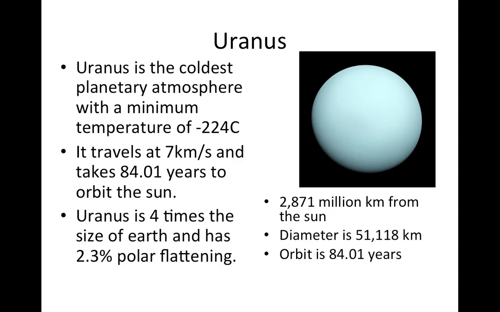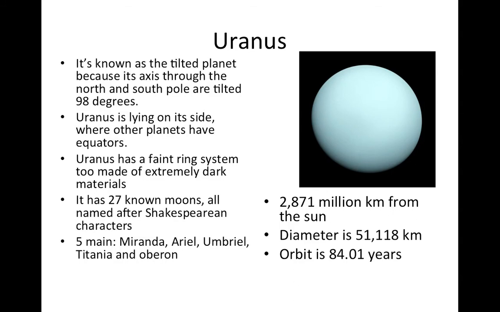Uranus is 4 times the size of Earth and also experiences polar flattening, as I mentioned, to a degree of 2.3%, which is bigger polar flattening than the Earth. Uranus is actually a very unique planet, which we are going to mention now. It's a tilted planet, because its axis is tilted from north to south, at 98 degrees. So Uranus is lying on its side.